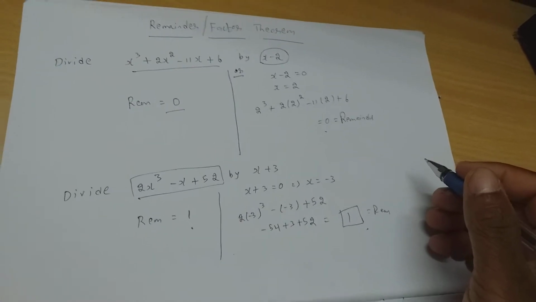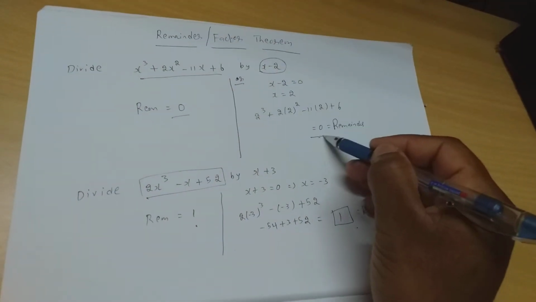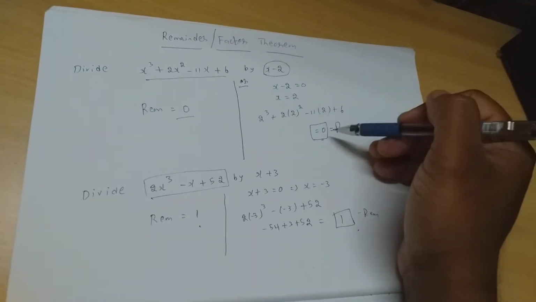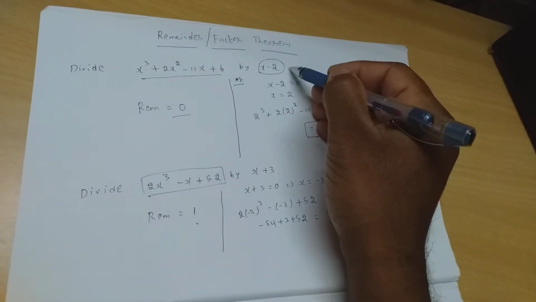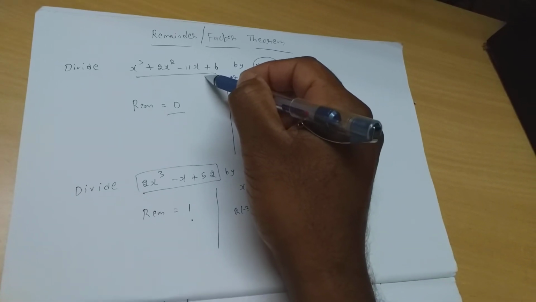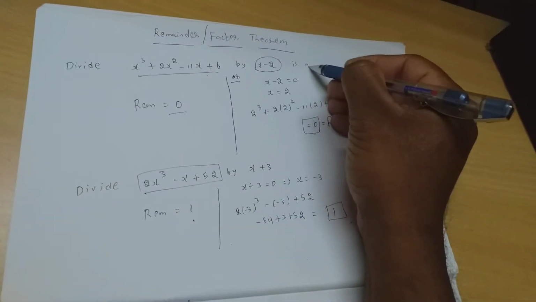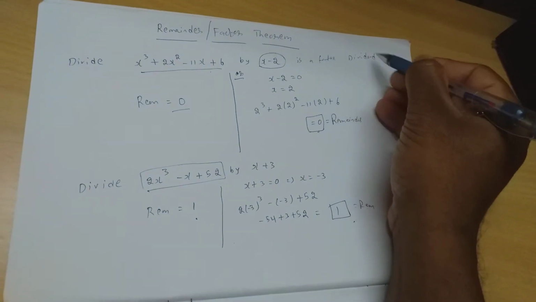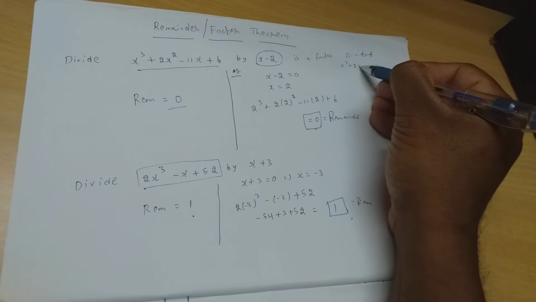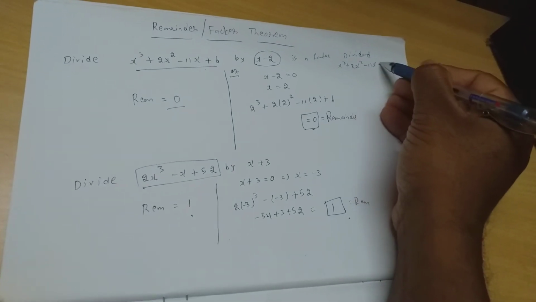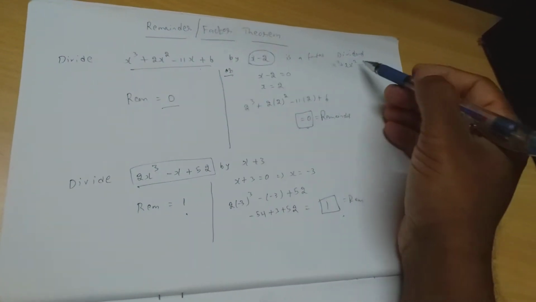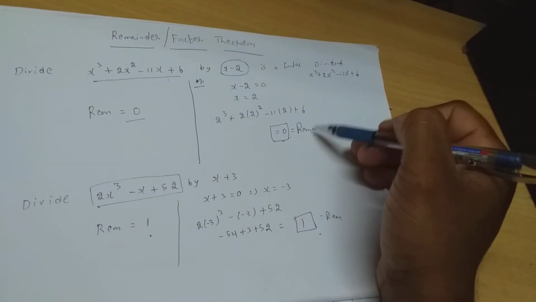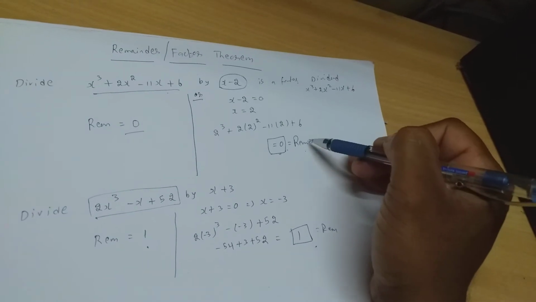Now, what does your factor theorem tell? I got the remainder to be 0. Factor theorem tells that whenever the remainder is 0, this x minus 2 is a factor of this one. x minus 2 is a factor of the dividend, which is x cube plus 2x square minus 11x plus 6. Why am I saying that this is a factor? Because I got the remainder to be 0. Factor means the remainder you should get is 0.